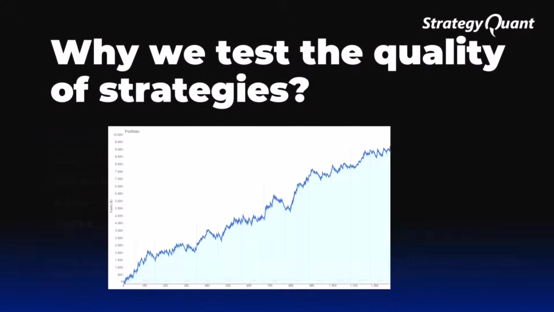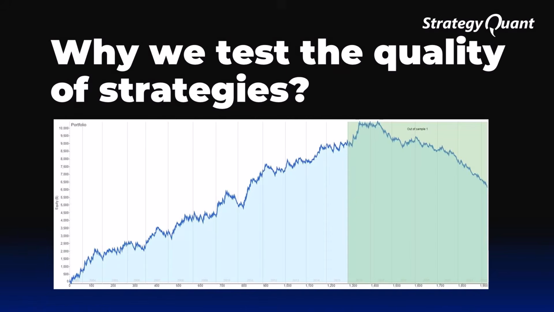A backtest is the first thing every trader does. They take the rules of the strategy and test them on historical data. We get an equity curve that often looks really beautiful. Regular growth, low drawdown, stable results. And here comes the trap. Shortly after being deployed, the strategy stops working. We test the quality of strategies to eliminate that chance.